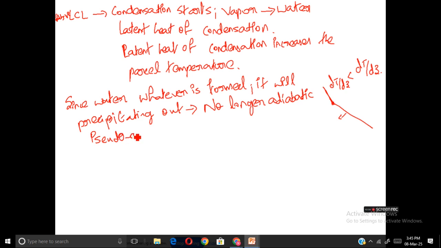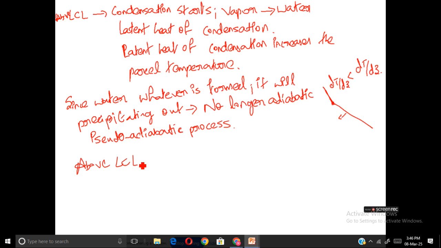So above LCL, condensation starts to occur. There will be latent heat release, and water will be formed. Vapor will convert into water, and this water will leave the system, carrying some amount of heat along with it. So now the process is no longer adiabatic. Instead, it is known as a pseudo adiabatic process. And one more thing to be noted is that above LCL, the rate of decrease of temperature with respect to height will be less compared to that before LCL, because there is an additional amount of heat being supplied to the system through the latent heat of condensation.